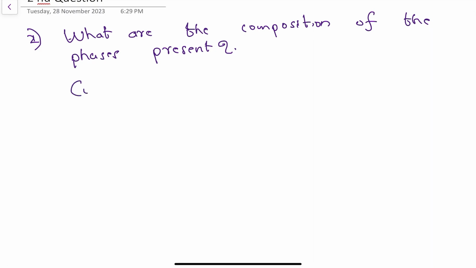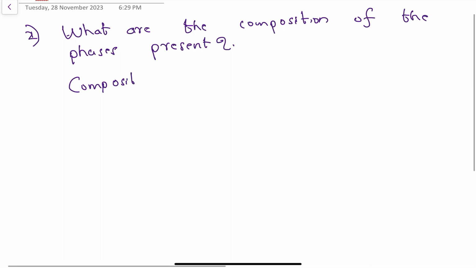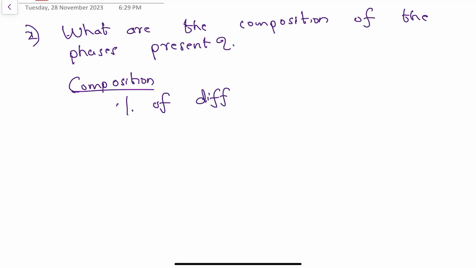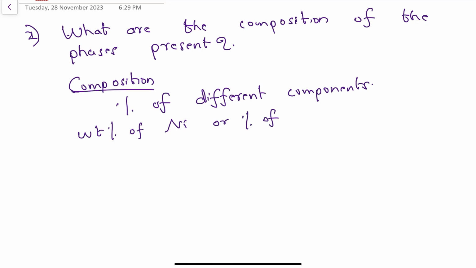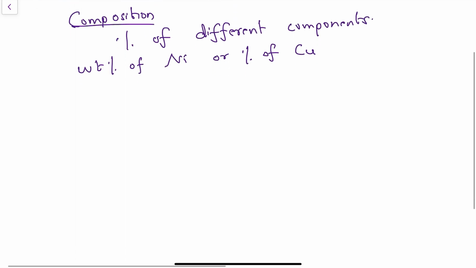Okay. So composition means the fraction of different components present. That means in the earlier example, we need to find the percentage of nickel or the percentage of copper. So this was based on the last example, and we will use the same example here.